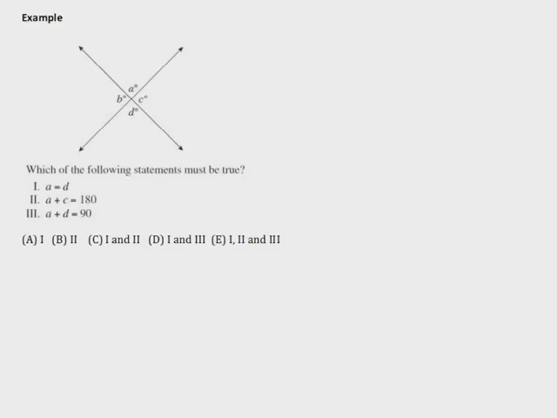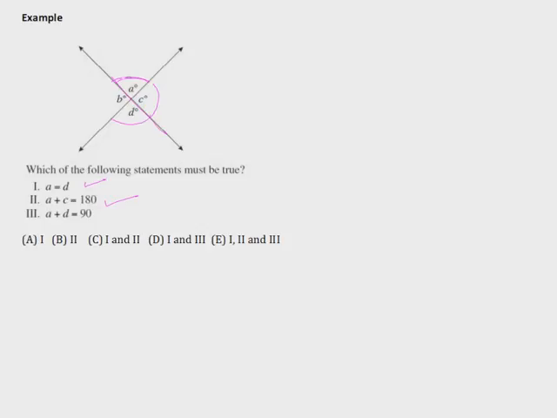Which of the following statements must be true? A equal to D. Is that true? Well, this angle and this angle are vertical angles. And we've just seen that vertical angles are equal. So yes, this statement is true. A plus C equal to 180. A plus C forms the straight line. So yes, they are a pair of supplementary angles. They are equal to 180.